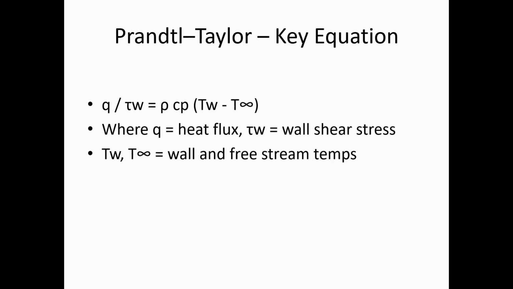We don't have much information about the Prandtl-Taylor analogy, so we're going to stick with the gist which we have covered from advanced books and BSL books. So we got the first equation as q upon tau_w equals rho Cp into (Tw minus T infinity), where q is the heat flux, tau_w is the wall shear stress, and Tw and T infinity are nothing but the wall and free stream temperatures.